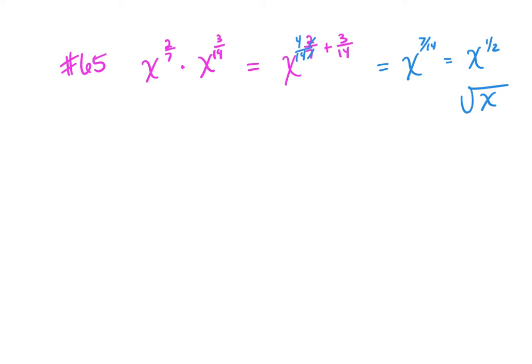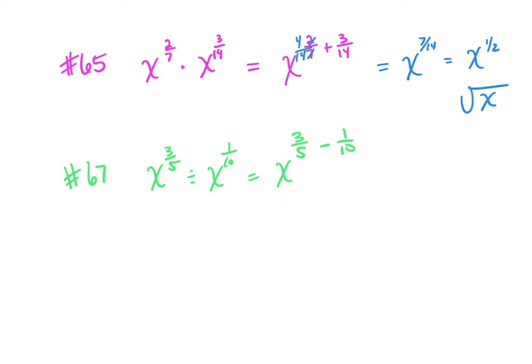All right, so for number 67, we have x to the 3/5 divided by x to the 1/10. I am dividing like bases. What do I do with my exponents? Subtract. So 3/5 minus 1/10.